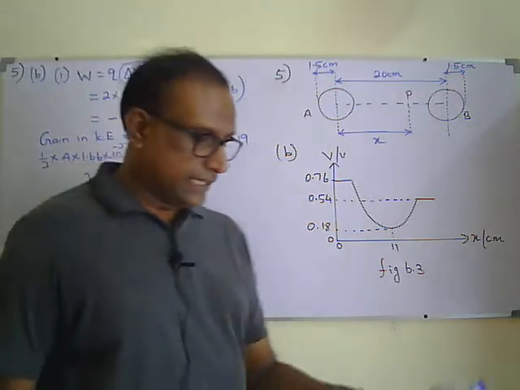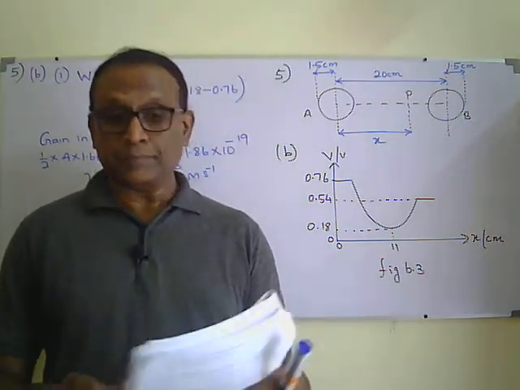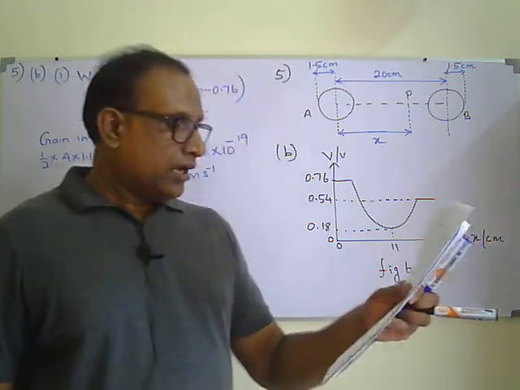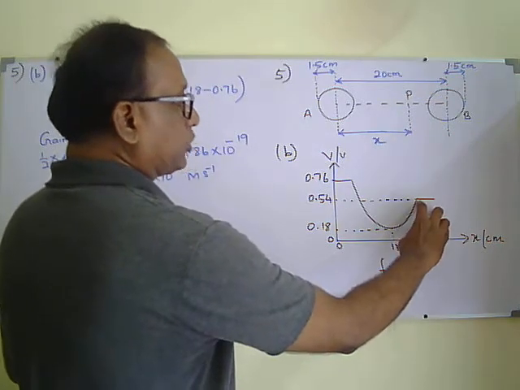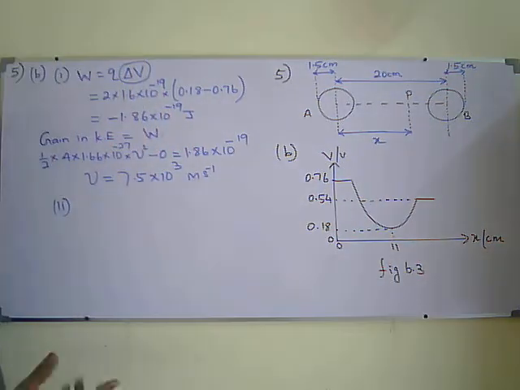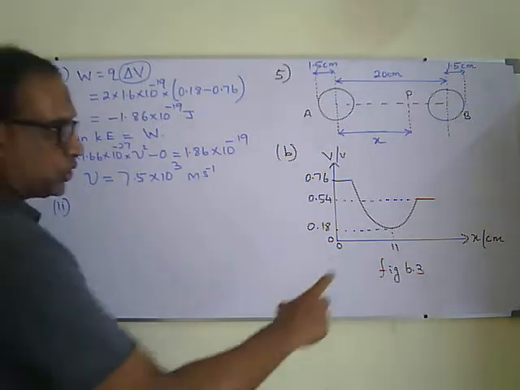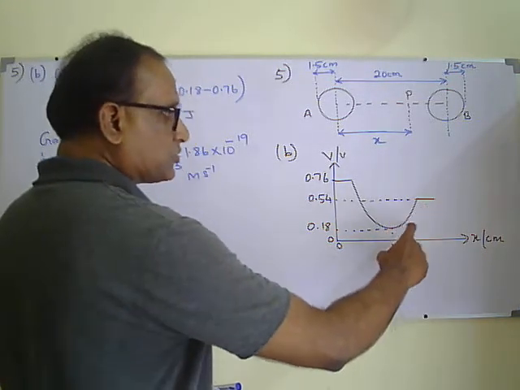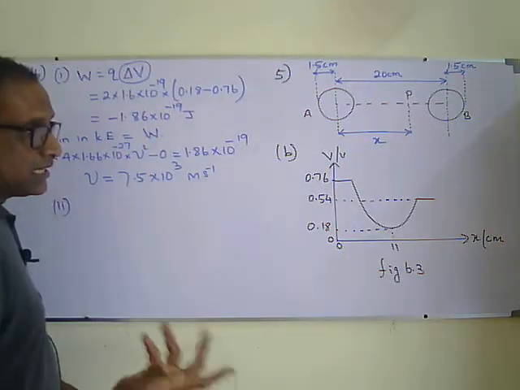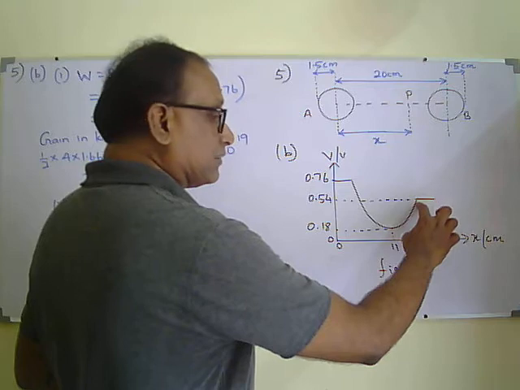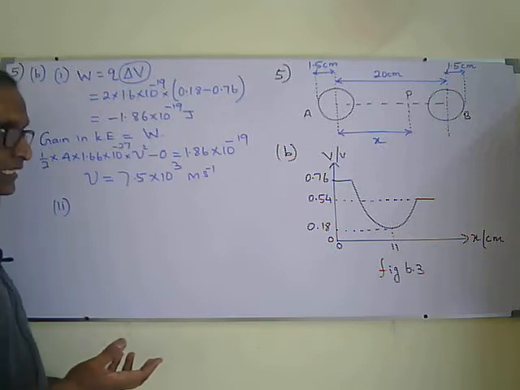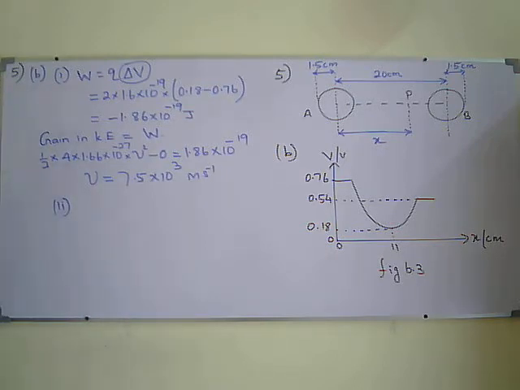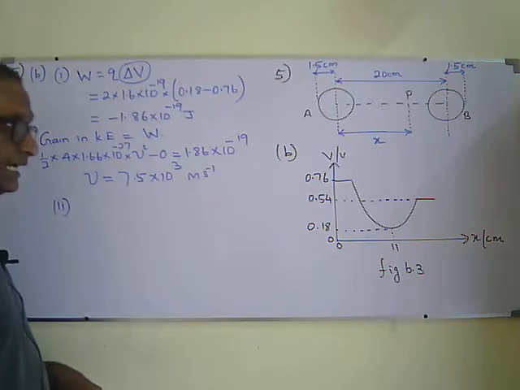Okay, next part, that is part 2 of the B part, page number 9. Find the speed on reaching the surface of sphere B. When the potential becomes 0.54 volt, what will be the speed? Since you know the speed here, you can do it from here to here. When it moves from here to here, the potential is increasing. So the final potential is larger than the initial potential, so work done is going to be a positive quantity, which means it will certainly lose its kinetic energy.